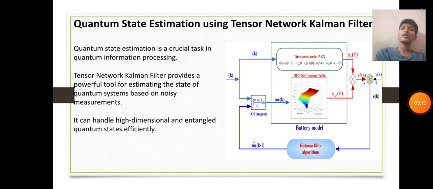Quantum state estimation using the tensor network Kalman filter. Quantum state estimation is a crucial task in quantum information processing. The tensor network Kalman filter provides a powerful tool for estimating the state of quantum systems based on noisy measurements. It can handle high-dimensional and entangled quantum states efficiently.